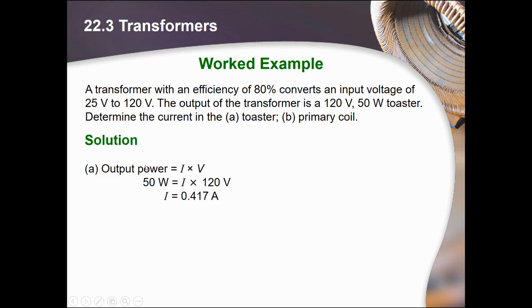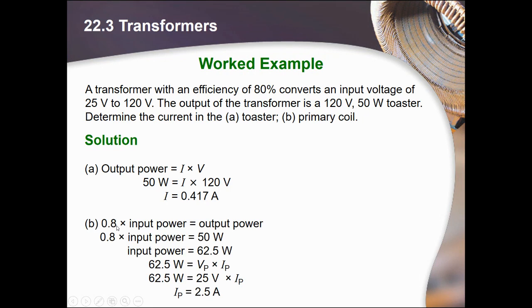For part 1, you have the output power, which is 50 watts, equals P equals VI, or I times V. So it's I times 120 volts. Based on 50 watts and 120 volts, I can find the current in the toaster, which is 0.417 ampere. Now I want to find the current in the primary coil. I need to use the power and the efficiency.